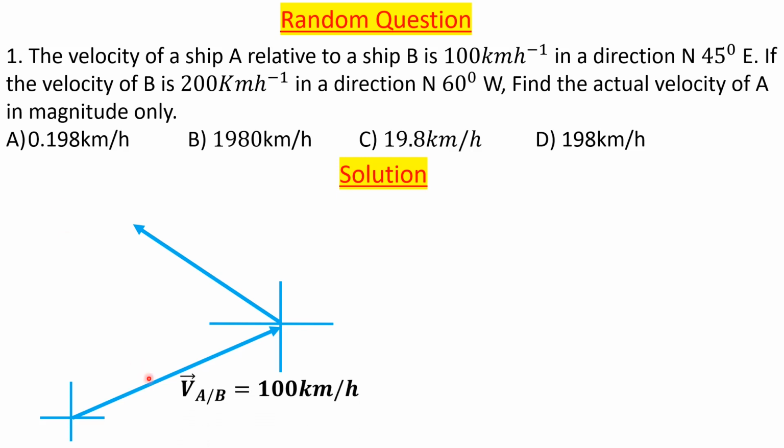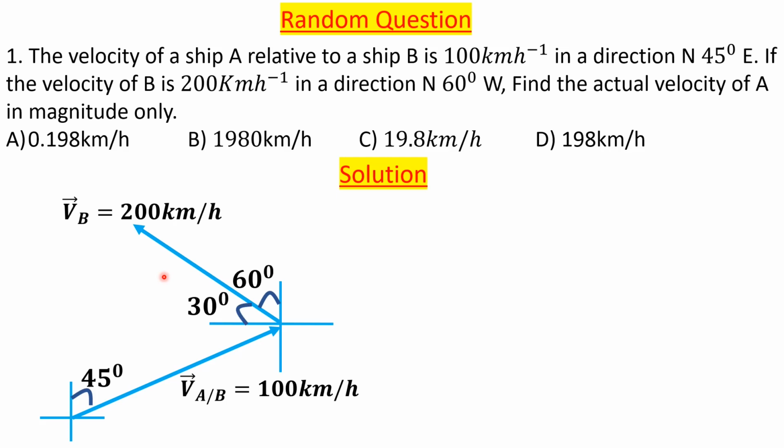Since the velocity of A relative to B was at a direction north 45 degrees east, then we can draw this line. We are guided to draw this line as such, and this is the velocity of B, and it was equal to 200 km per hour. So this angle was the angle 45 degrees, and it was the angle north 45 degrees east, while this other angle was the angle north 60 degrees west.